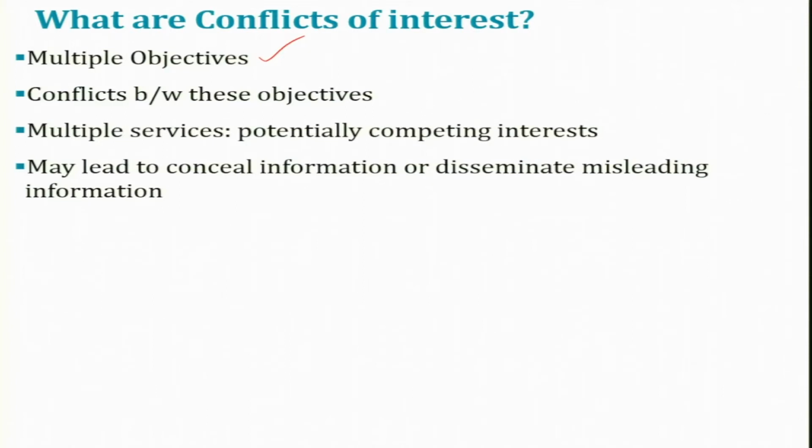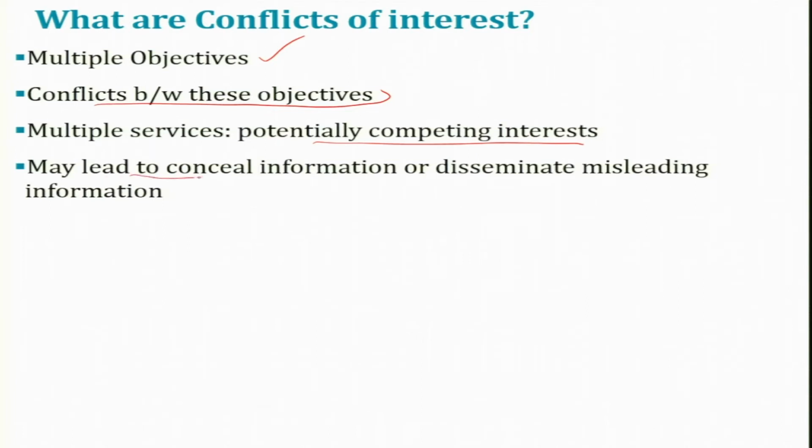Right. So someone is, for example, a credit rating agency, and at the same time they are also in investment banking, they are also in the consultancy business. Because of these multiple objectives, there is going to be conflict. When they provide multiple services, there are potentially competing interests, and obviously ultimately they want to maximize profit, because at the end of the day they are all firms, they have to satisfy their shareholders, and accordingly they will be working.